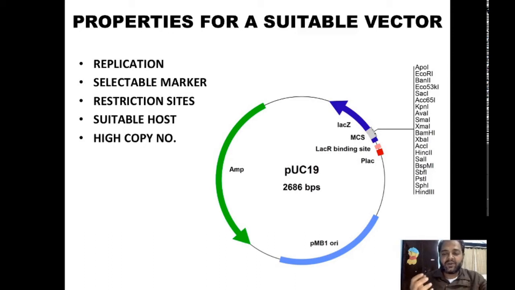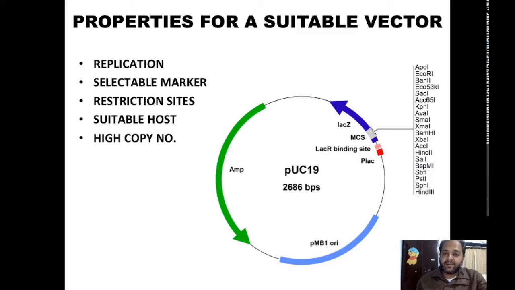One part is produced by the vector, the other part is produced from the genome of the host. So how do you make it a suitable host? The suitable host will produce one part, and the other part is produced by the lacZ marker. When they come together, they form a complex, and that complex then becomes an active beta galactosidase protein.